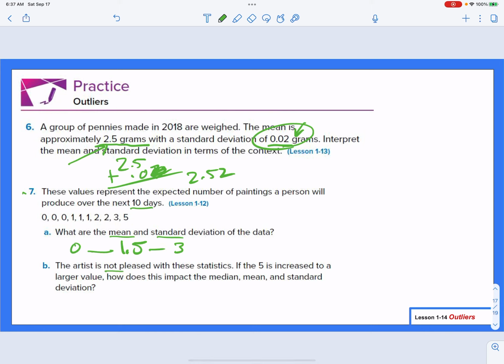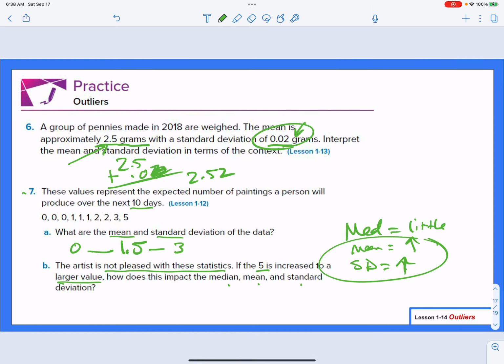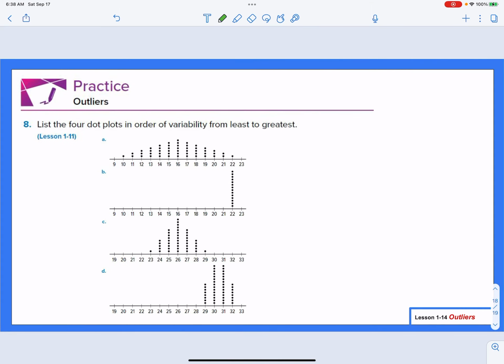The artist is not pleased with these statistics. If the 5 is increased to a larger value, how does it impact the median, mean, and standard deviation? Well, for the median, it's not going to change too much, right? Adding that outlier is not going to change it, so little change for that one. But the mean, by adding an outlier of like 20, is going to go way up, and the standard deviation is also going to increase. So having an outlier is going to have a bigger effect on the mean and the standard deviation.